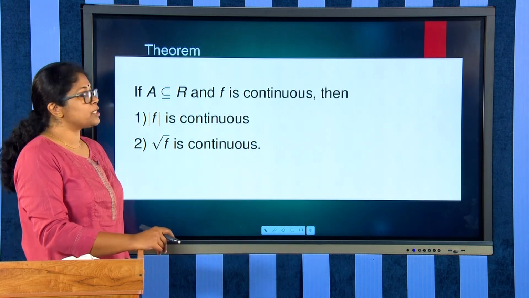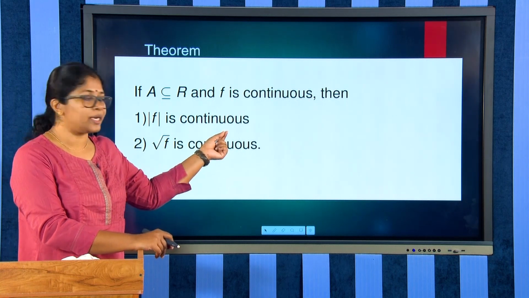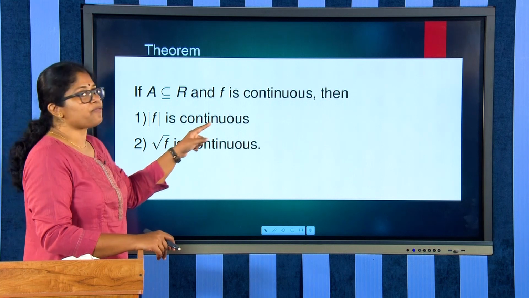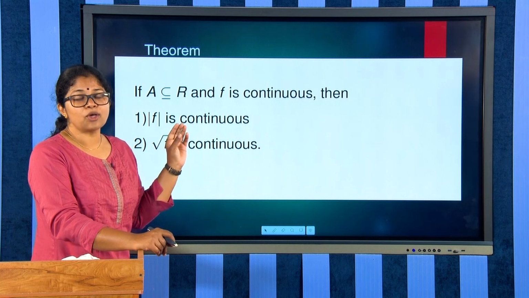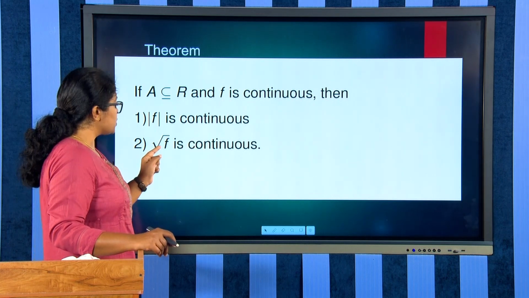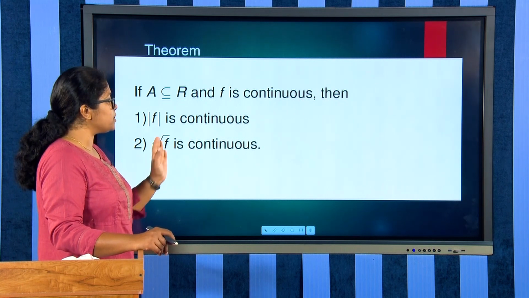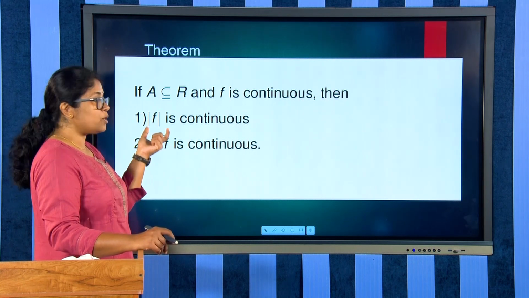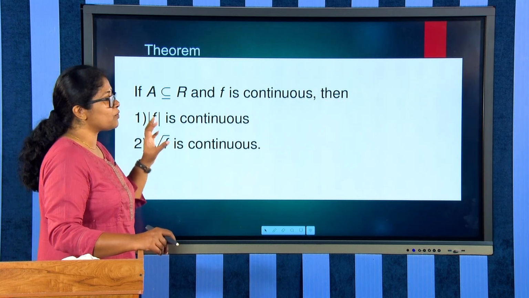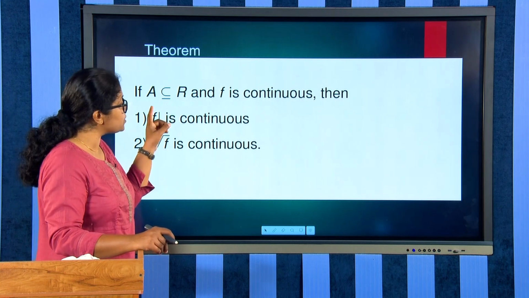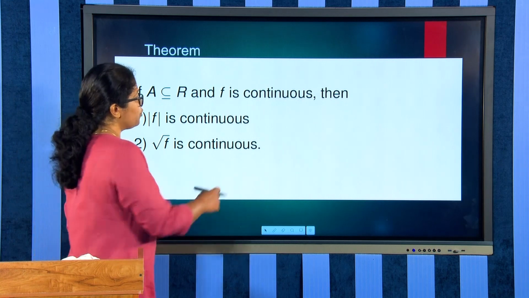If A is a subset of R and f is continuous, the absolute value of f is also continuous, and the square root of f is also continuous. These follow from the previous result: the square root function is continuous and f is continuous, so the square root of f is continuous; the absolute value function is continuous and f is continuous, so modulus of f is continuous. By the previous result, composition of continuous functions, these two automatically follow.